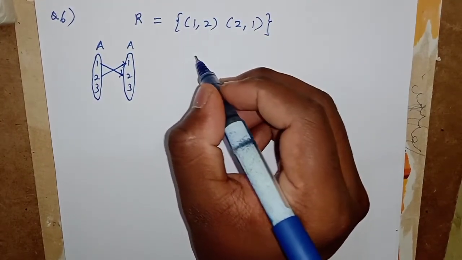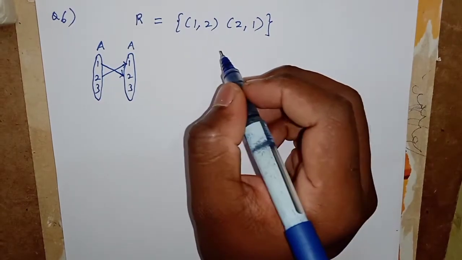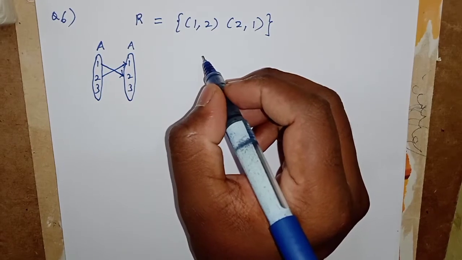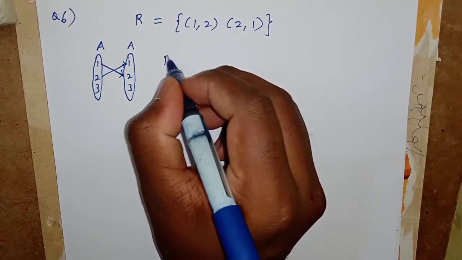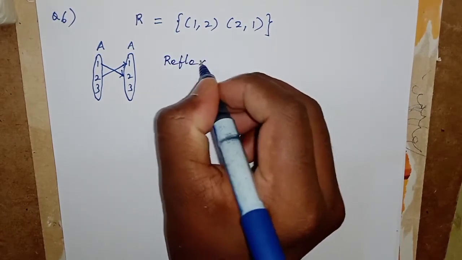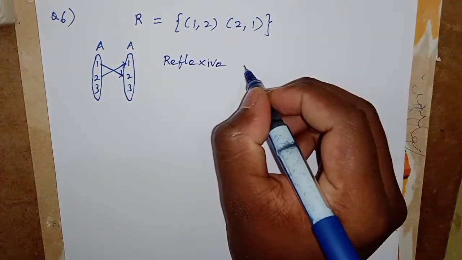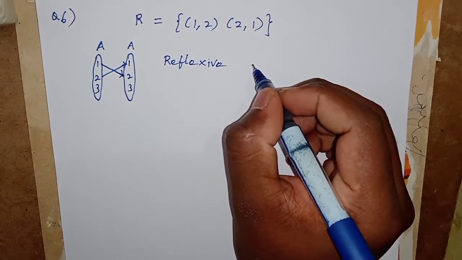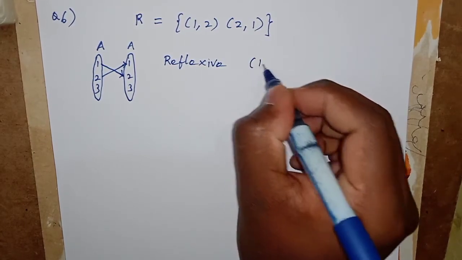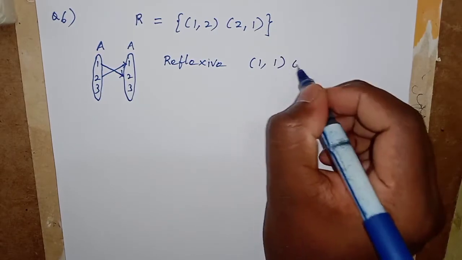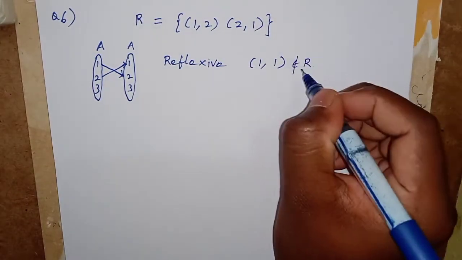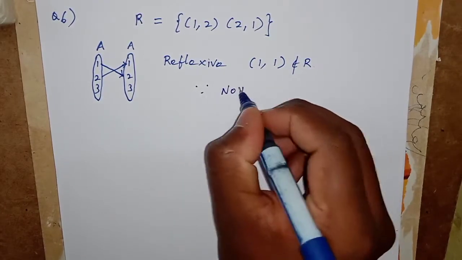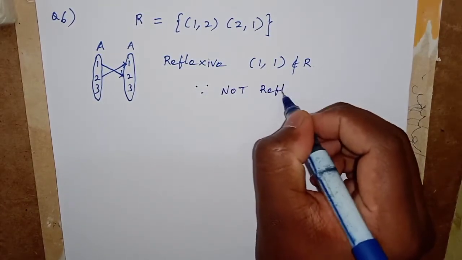First condition, you have to check three conditions: reflexive, symmetric and transitive. Reflexive means for every a belongs to capital A, (a, a) belongs to R. Therefore, here (1, 1) does not belong to R. Therefore, here it is not a reflexive relation.